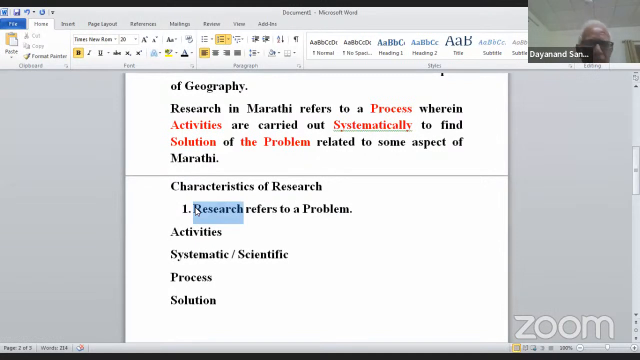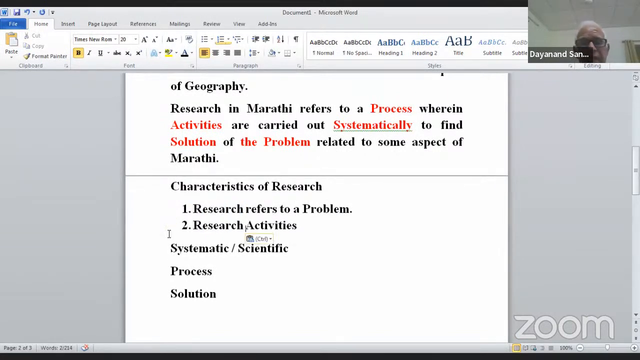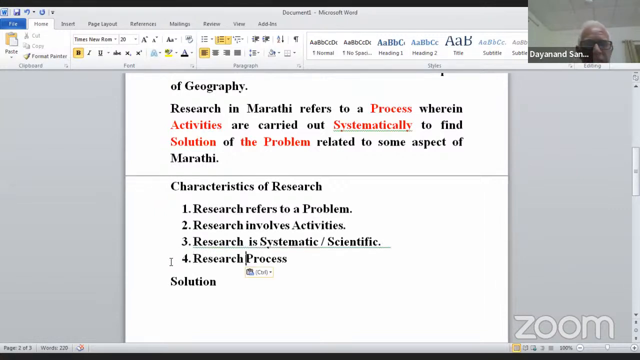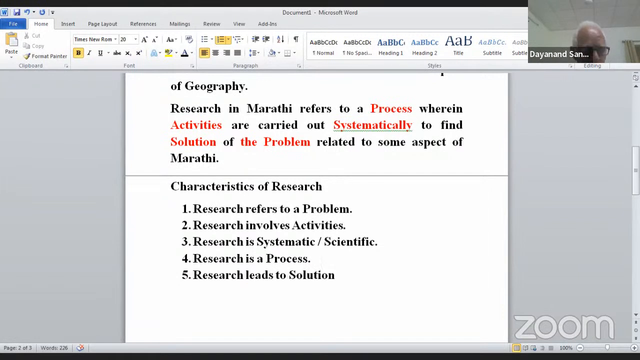Then the second characteristic of research is that research involves activities. Then the third is research is systematic or scientific. And then the fourth characteristic is research is a process. And the fifth characteristic is research leads to a solution. Now, these are the five characteristics. I hope these are all right.